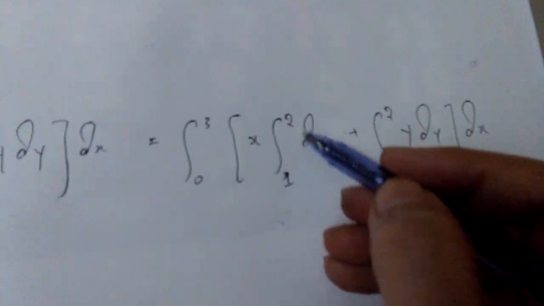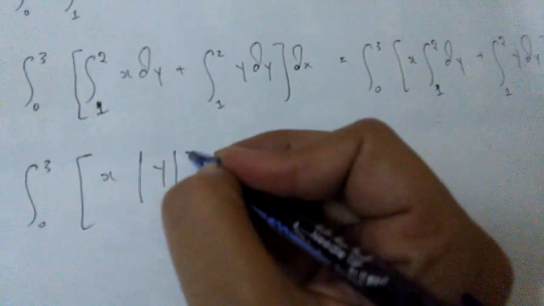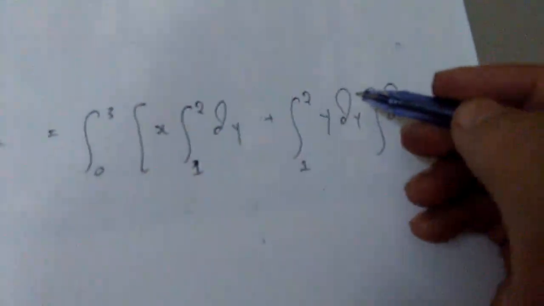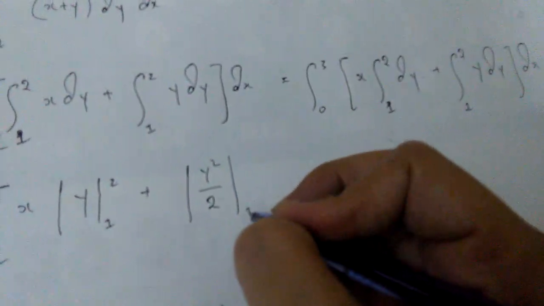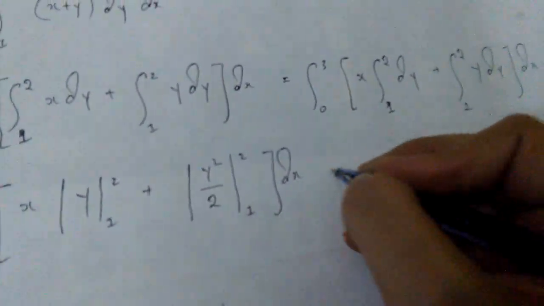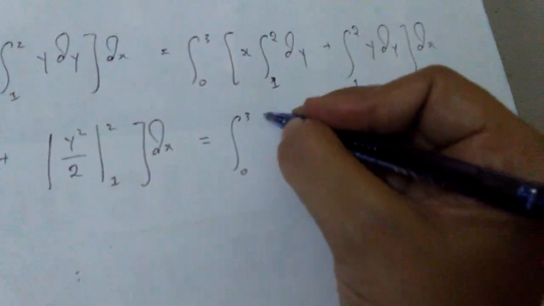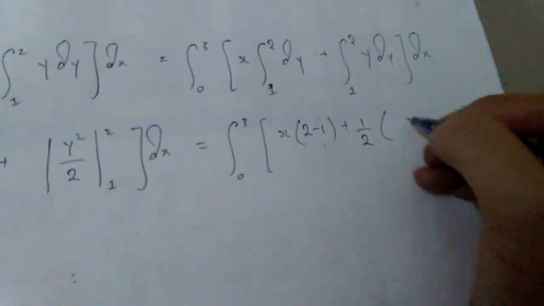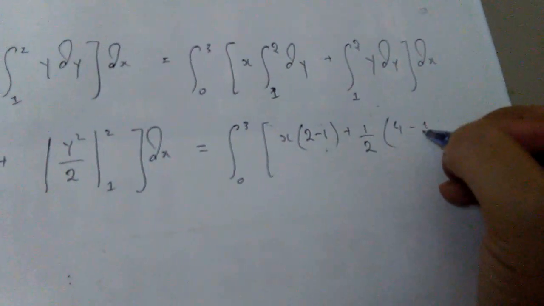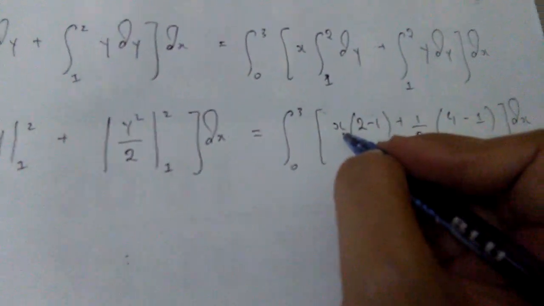So over here you're going to have nothing but y, and over here you're having y squared upon 2. Then you apply the limits. That's it. So when you apply the limits, it gives you x times 2 minus 1 plus 1 upon 2 outside. The square of 2 gives you 4, square of 1 gives you 1, and that's it. So this thing gives you simply 1, so over here I simply write my x, and over here I will write my 3 upon 2.